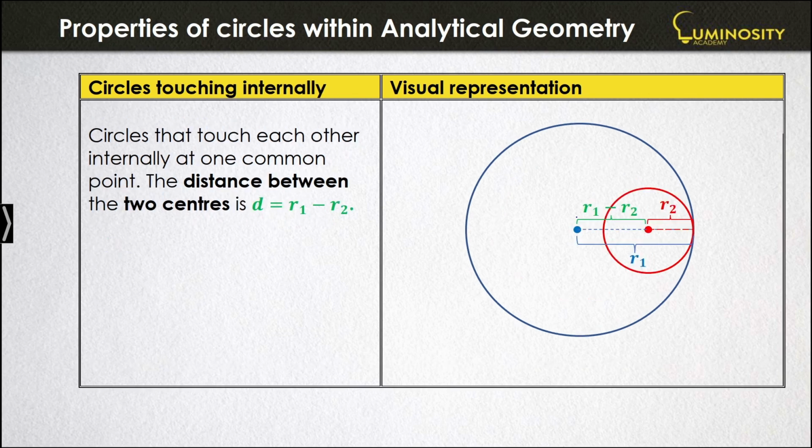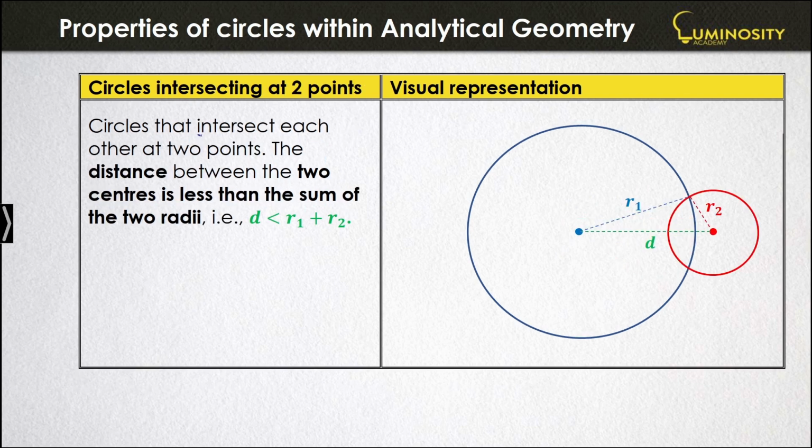Circles that touch each other internally, so internally meaning inside, at one common point, have the following property. Here I have in blue a circle with a large radius, let's call it R1. And then I have a red circle which only touches the blue circle inside at one point. That red circle has a radius of R2. Then we say that the distance between the two centers, the blue center and the red center, is R1 minus R2.